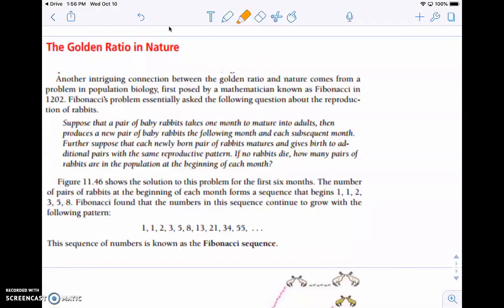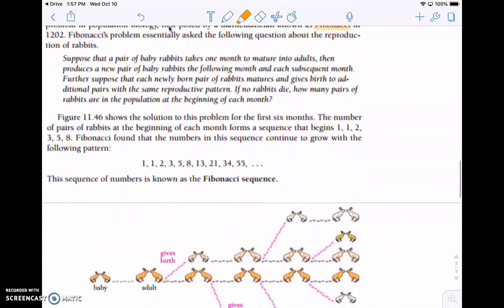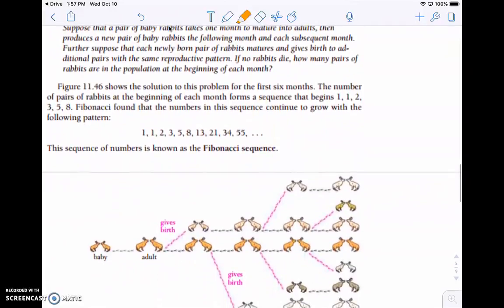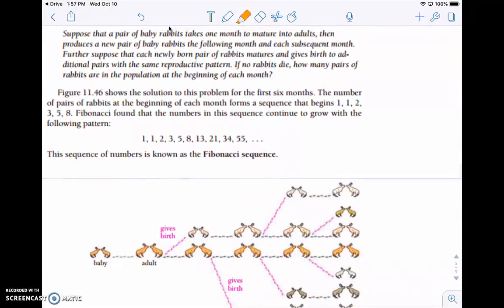But here's an intriguing connection between the golden ratio and nature. It comes from a problem in population and biology, and it was first posed by a guy with the last name of Fibonacci in 1202. So his problem essentially asks the following question about the reproduction of rabbits. It's a little wordy, so I've got a little picture down here. Your text has a little picture that will hopefully help you out.